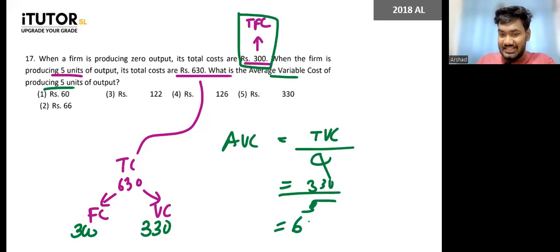330 divided by 5 is 66. Answer number... my numbers are off. Is it answer number 2? Yes.